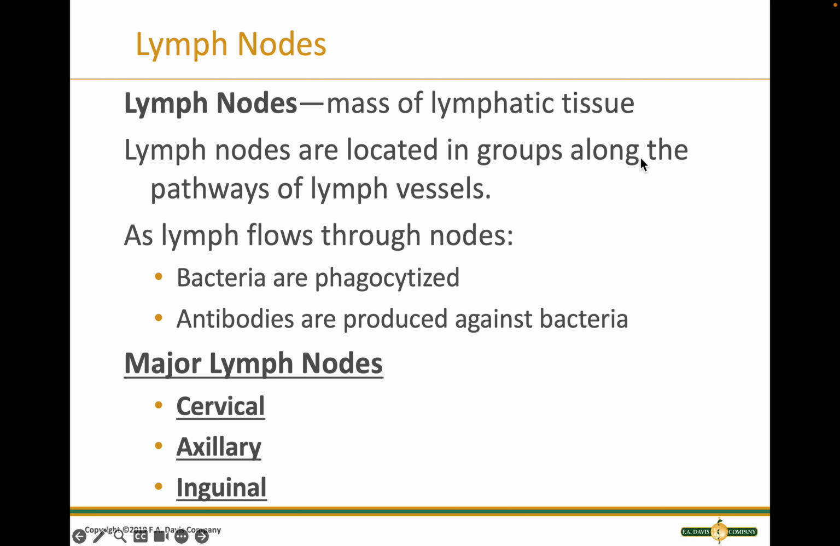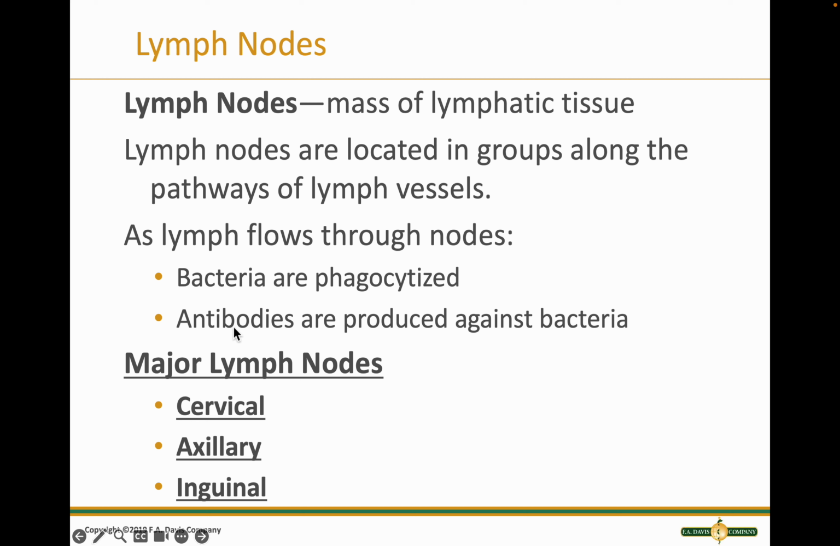Lymph nodes are masses of lymphatic tissue. They're really the centers where we get a response from our immune system, and that's why they're located throughout the body, so that no matter where you are in the body, there's usually a lymph node or a set of them nearby. They're located in groups along the pathway of the lymph vessels.